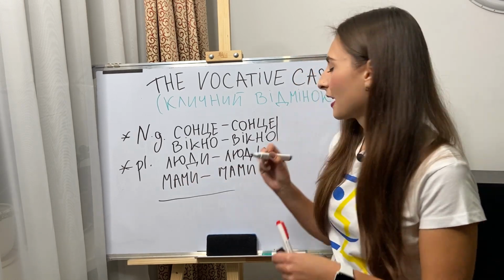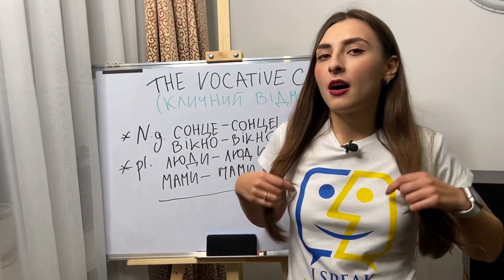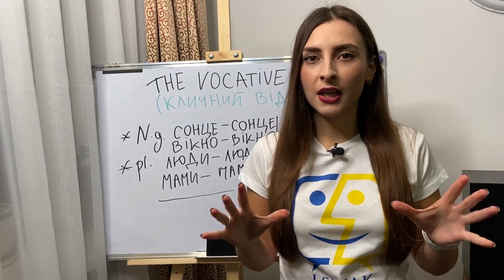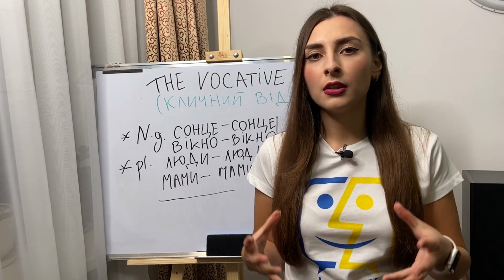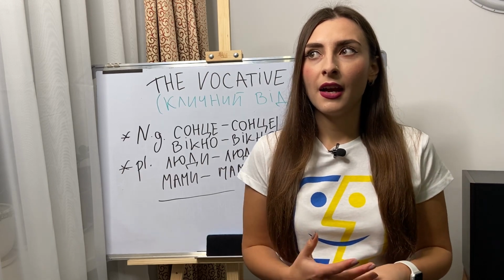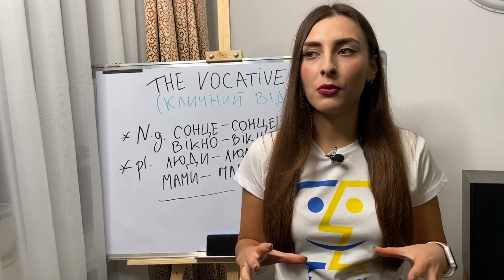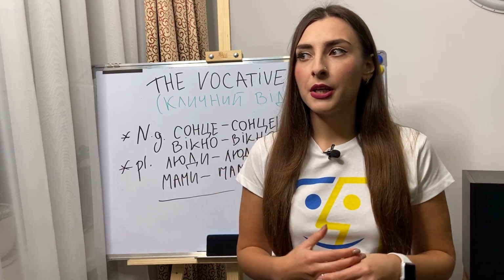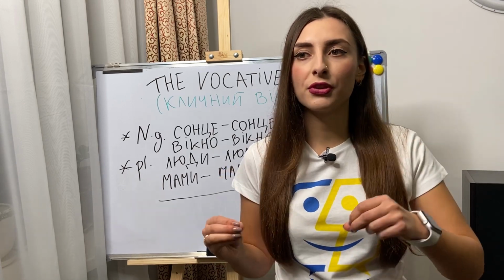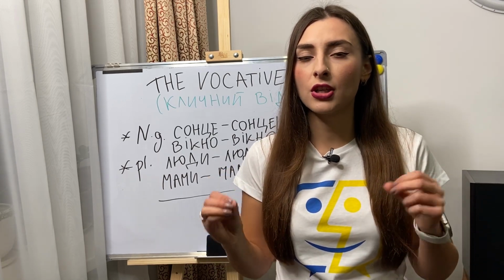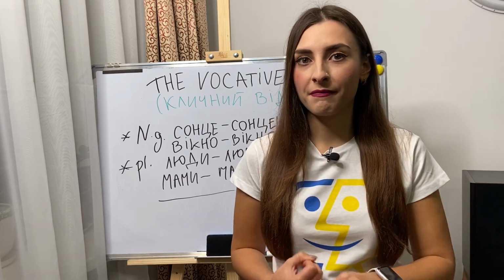So that's it. Okay, guys, so let's sum up. Very easy. Long story short, vocative case we use when we address people or, for example, non-living things in poetry. Masculine gender nouns or male names, we just have to add ending e. Female names or feminine gender nouns, just change a into o. Neuter, plural, just remain the same. That's it.